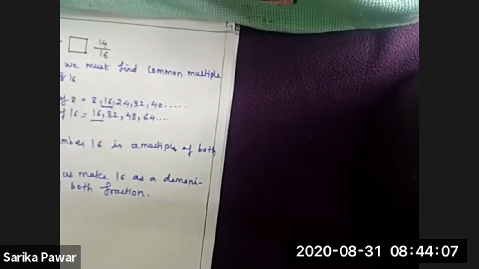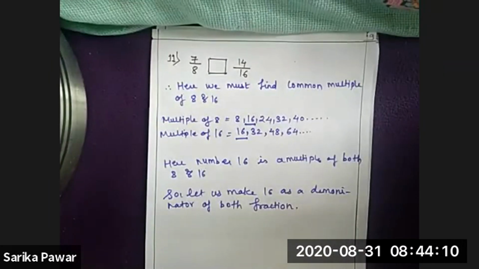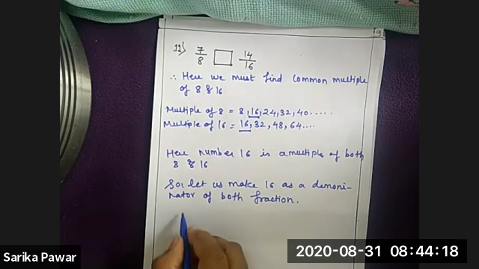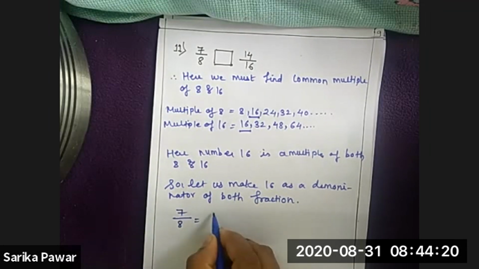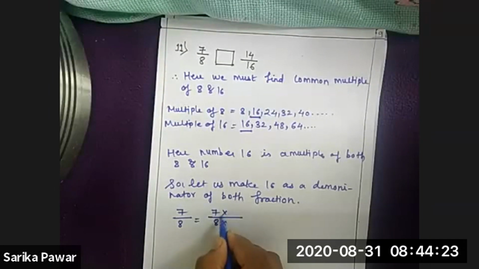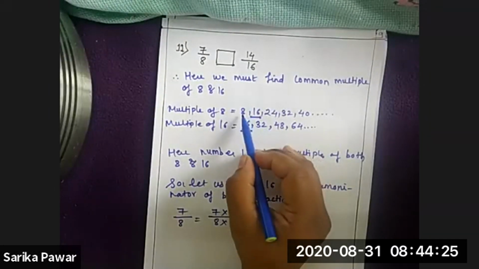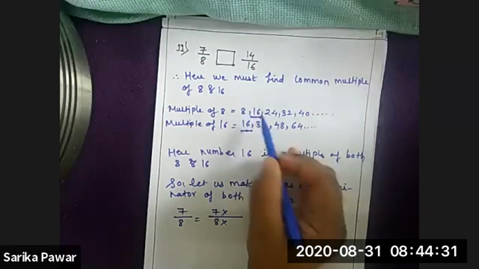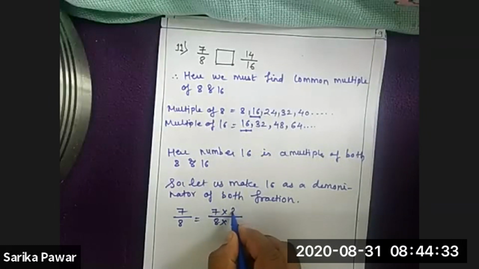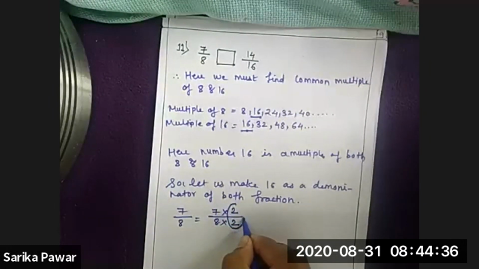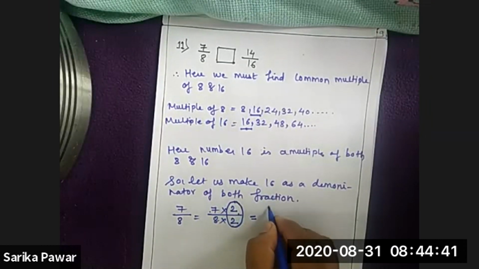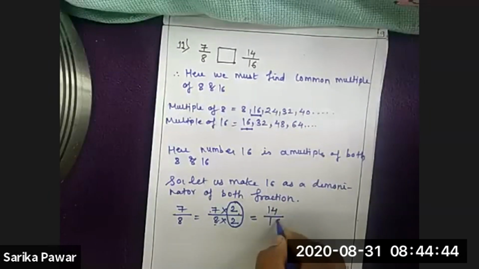Now see here. The first fraction, tell me, is 7 upon 8, right? 16 is the common multiple. 8 1s are 8. 8 2s are 16. So here 8 is multiplied by 2; the same number we have to multiply in the numerator also. This is a very important step. I am telling you again and again. 7 2s are 14. 8 2s are 16.